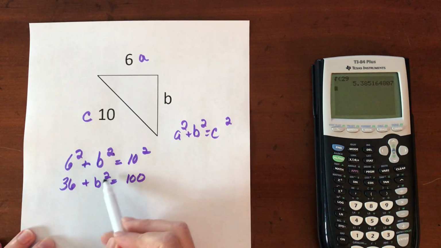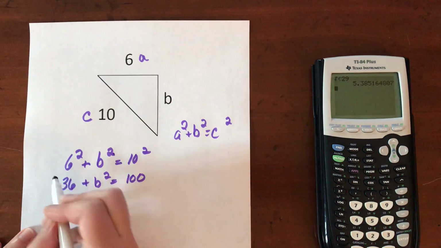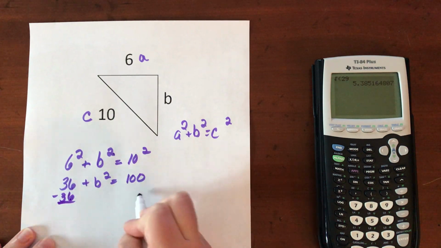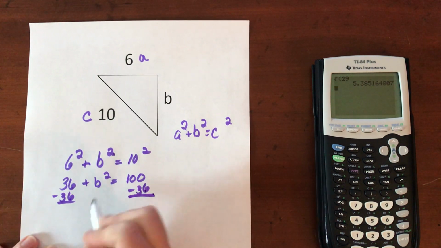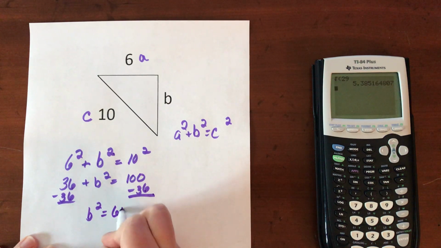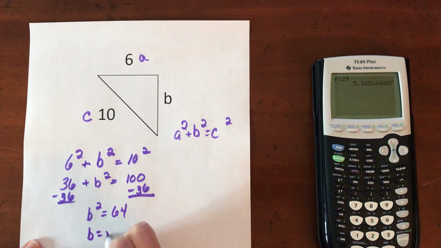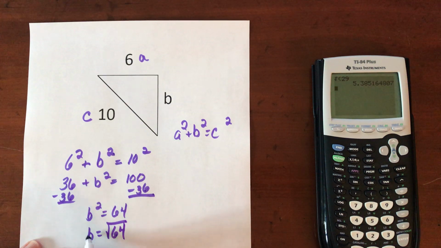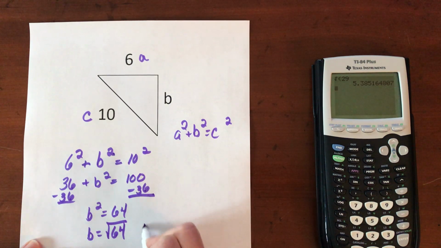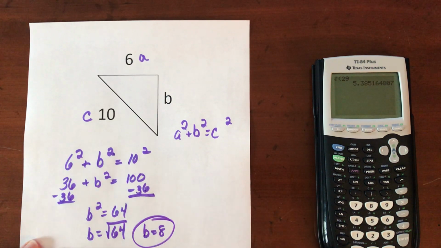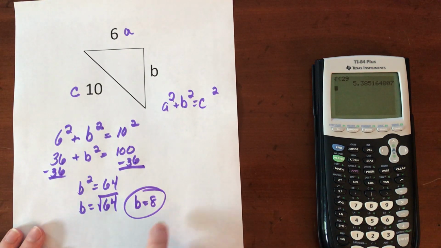Now what you need to do is isolate the b squared. So we have to undo adding 36. So we're going to subtract 36. We're going to get b squared equals 64. And then the last thing we're going to do, we don't want b squared. We want to know what number squared equals 64. And the square root of 64 is 8. Okay, so b is 8.